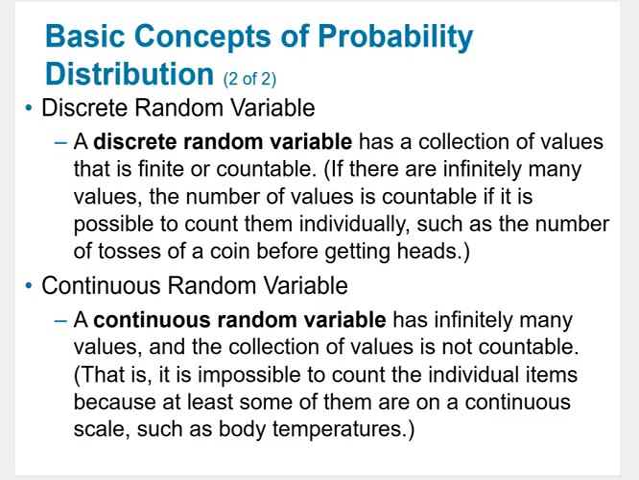A discrete random variable is a collection of values that is finite. It means we can count them, like the number of heads that we toss. A continuous random variable is something that has infinitely many values, like body temperature can vary. Depending on the technology we're using, it can get very, very precise. So not everybody is 98.6 degrees. You may be 98.611. You may be 96.599. So those we would call continuous random variables.